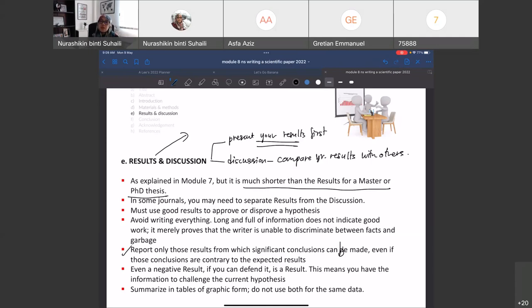When you talk about results, it's not just positive results. It's not just results that you think will answer your hypothesis. Sometimes negative results can also be good results. It depends on how you justify them. Sometimes it's not that when you set the hypothesis you must achieve that hypothesis. Sometimes the hypothesis is not meant to be true.